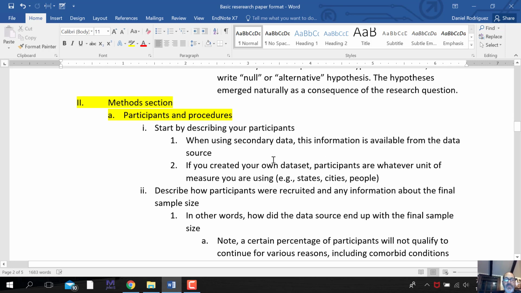Well, you start by describing your participants. This differs depending on whether you're collecting data yourself or using secondary data. Secondary data are data that are available generally to the public. Sometimes you need IRB, Institutional Review Board approval to collect the data or to use the data. But these are data that have already been collected.